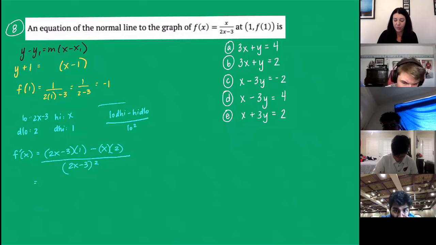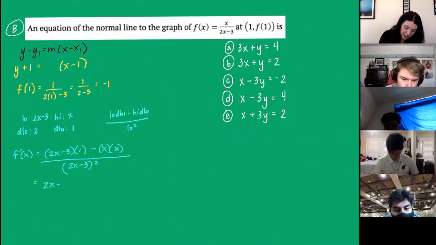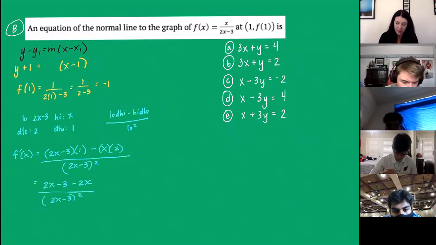It is really helpful if you just write down the little low d high thing first. You're just less likely to make a mistake. Okay, now we're going to simplify. So we have 2x minus 3 minus 2x over 2x minus 3 squared.